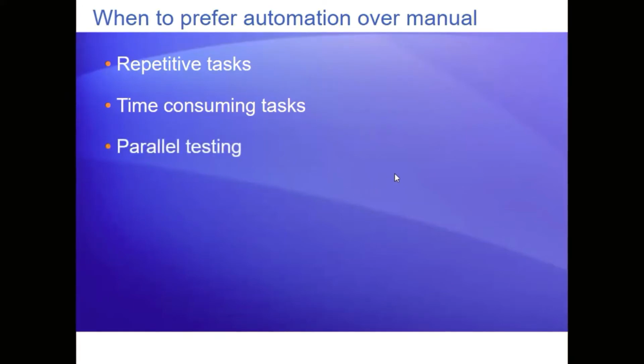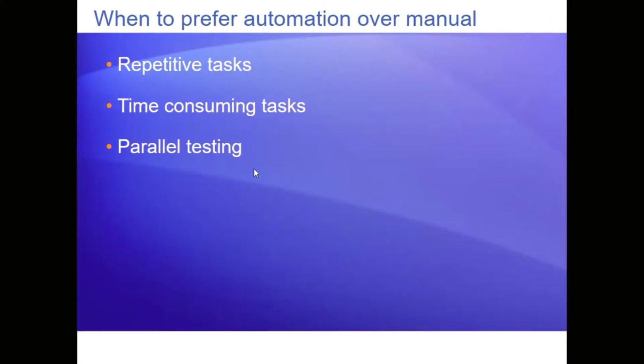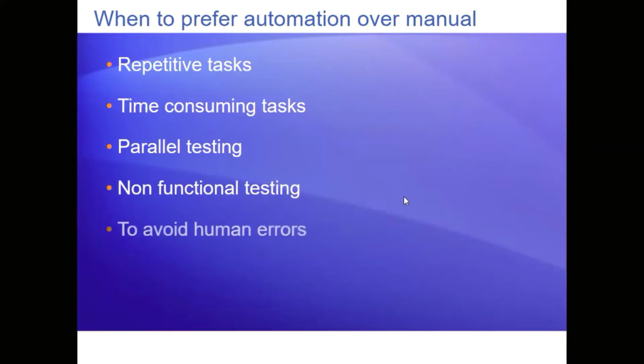Parallel testing. I have a scenario where the client asked me to run in parallel on Windows. I have Windows machines with different browsers like Chrome, Firefox, and IE, and parallelly we will work on a Linux machine with Chrome and a Mac with Safari. So these tests will run parallelly. In that case, automation is preferable. For non-functional testing also, automation is preferable, to avoid human errors.